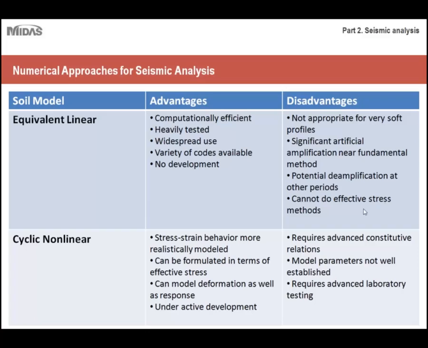And then it can't do effective stress methods, so it can't take undrained conditions into account. Okay, so cyclic nonlinear models. The main advantage of cyclic nonlinear models is that stress-strain behavior is more realistically modeled. It can be formulated in terms of effective stress, so it can be used for undrained conditions. And it can model deformation as well as response.